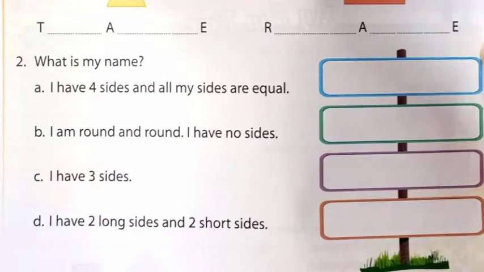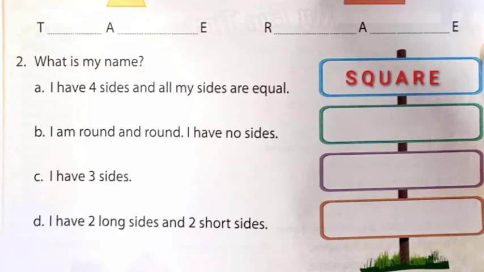So let's do a question. The question says, what is my name? Part A. I have four sides. All my sides are equal. And the answer you know. Can you guess? A shape that has four sides that are all equal is known as a square.